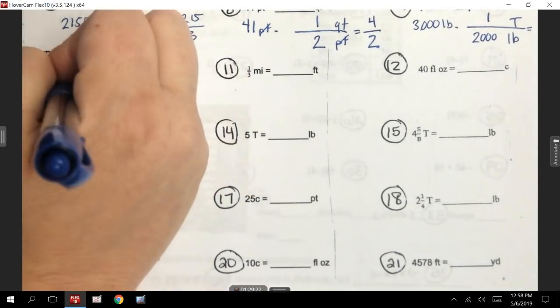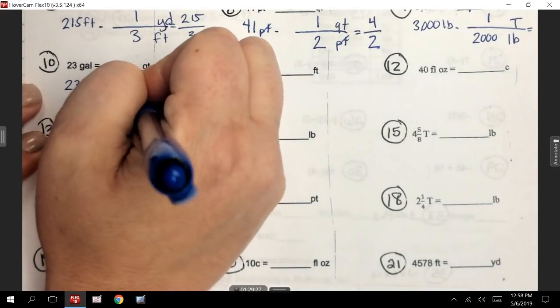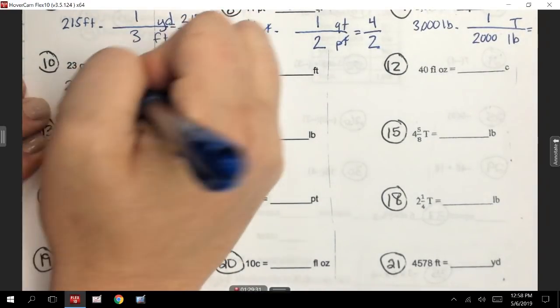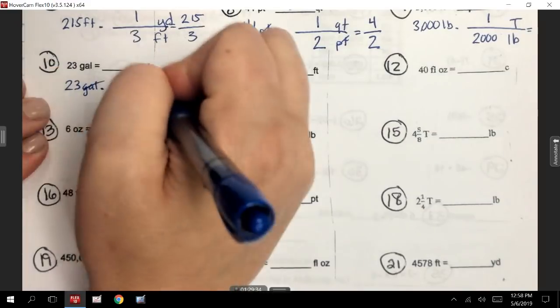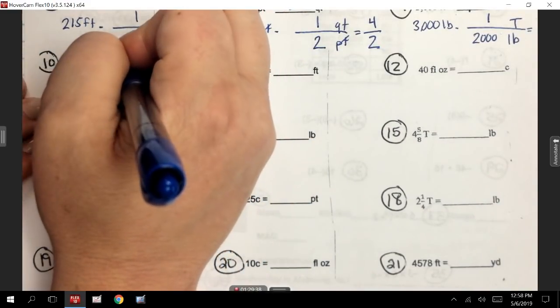All right, 23 gallons. Hopefully this is coming back to us by now since we're about halfway through. Gallons on the bottom, quarts on top. 1 gallon equals 4 quarts. So I do 4 times 23, and that should give me 92.